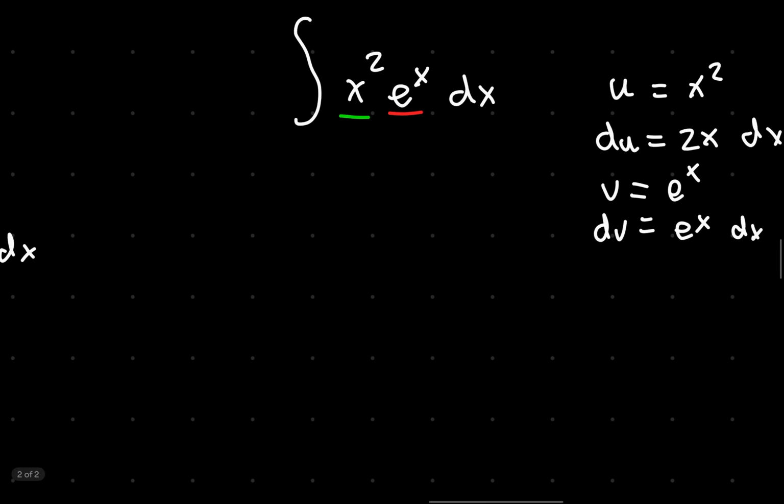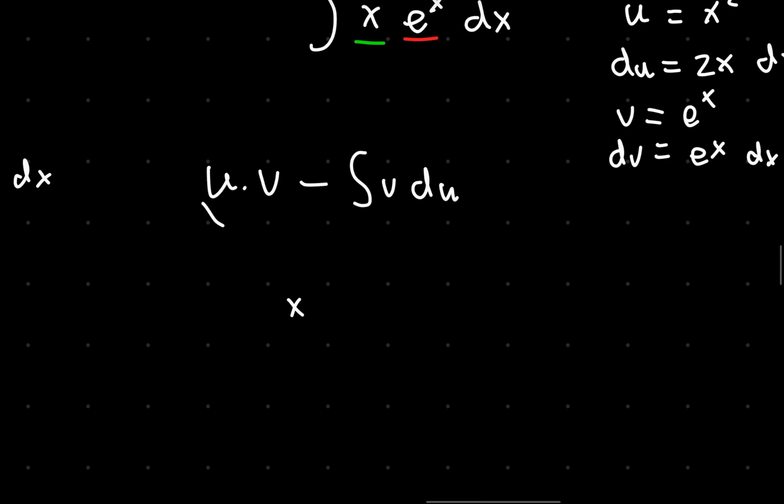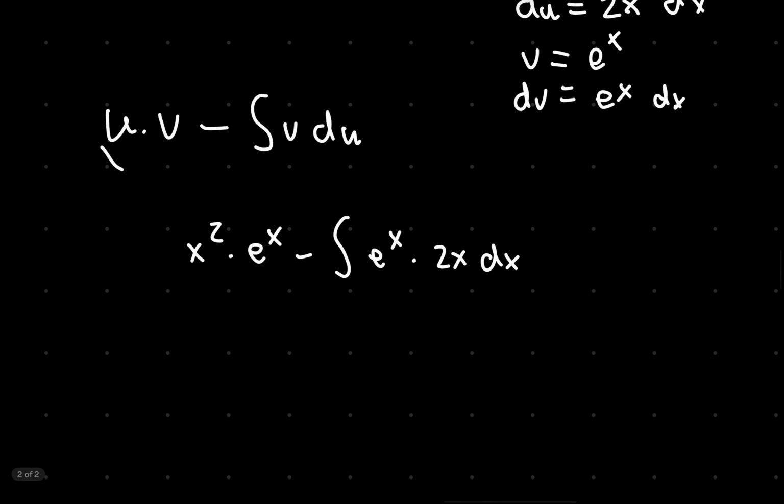Okay, let's plug into our formula. U times v minus the integral of v du. So what's our u? Our u is x squared times e to the x minus the integral of e to the x times 2x dx. Okay, so we see here, let's just simplify it first and then worry about that later. x squared e to the x minus, let's just take the 2 out straight away. Minus 2 integral of x e to the x dx.